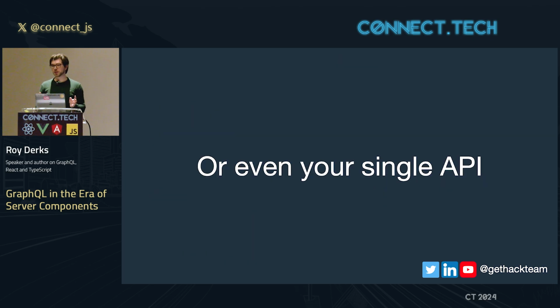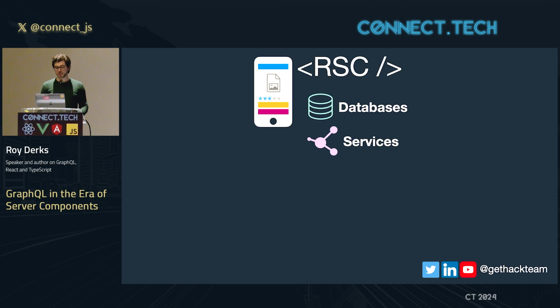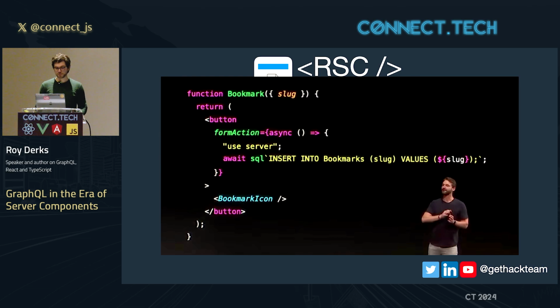Or you can even use it as your single API. I've seen people do this, and it sort of brings me back to the meme in the beginning where you have React server components connecting to databases, connecting to APIs, connecting to whatever you want to connect to. So you can still do this with server components. It's probably not the most efficient thing to do, but it might be really useful if you're building a small project, you're maybe an indie hacker, or you're building something for fun.